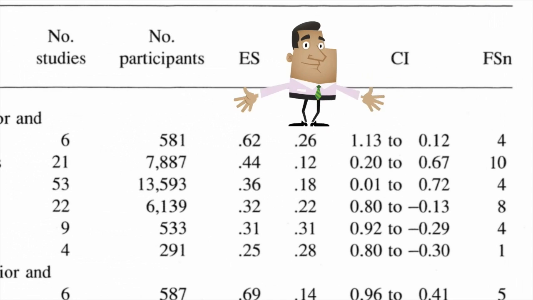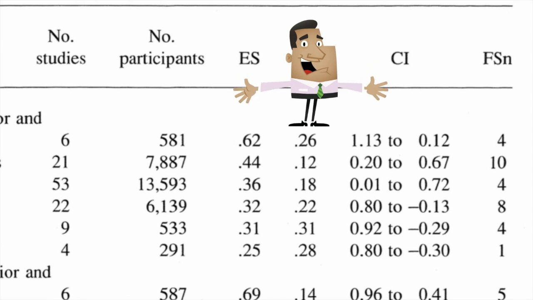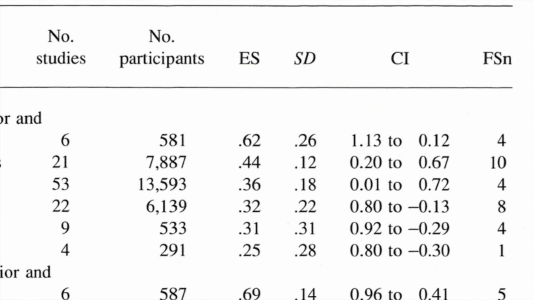The effect size and the confidence interval are the 2 things that we're fishing for, but I'll just explain the other 2 for a second. The standard deviation is how much this effect size deviates on average, and the failsafe n is something I'll talk about a little bit later on.